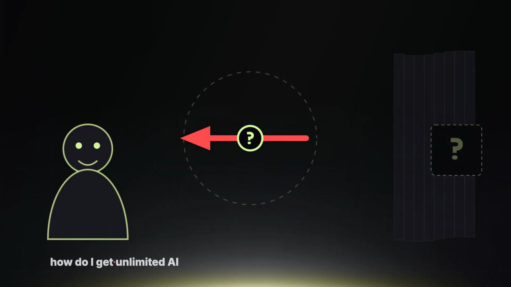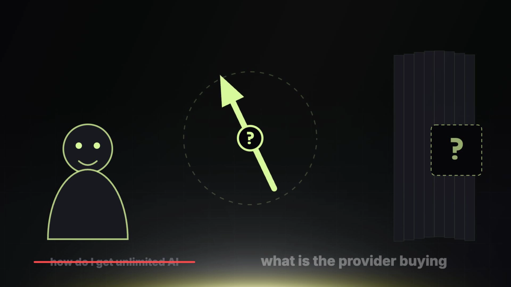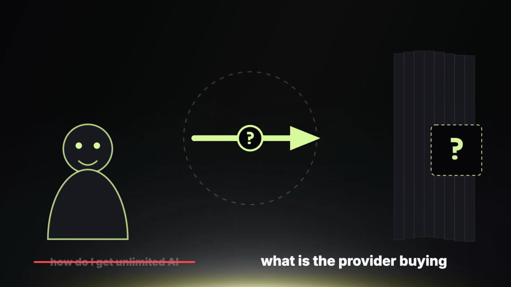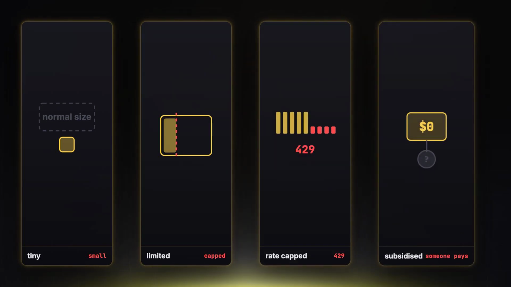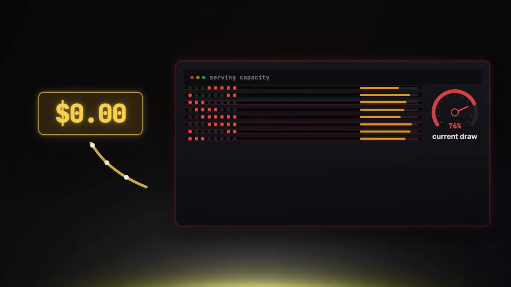And when those ingredients show up for free, the obvious question is not, how do I get unlimited AI? The obvious question is, what is the provider buying? Free AI is usually easy to understand. It is tiny, limited, rate capped, a demo, or subsidized by a company that wants users badly enough to eat the bill. Ox Alpha is different because the free part is attached to capacity that does not look cheap.